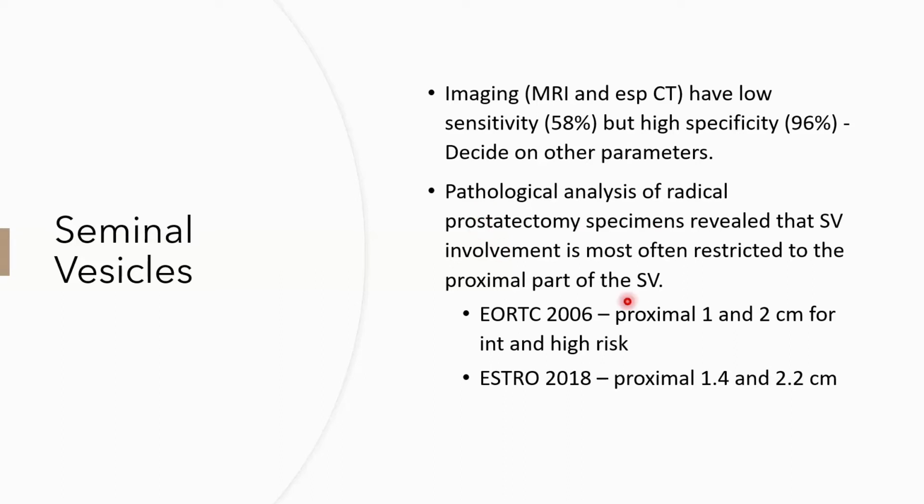Without going into too much detail, because we've just got an hour and can't discuss all this evidence at length, just remember that it's important to cover a part of the seminal vesicle in both intermediate and high risk disease. For intermediate risk disease, we capture about 1 to 1.4 centimeters, and for high risk disease, 2 to 2.2 centimeters.